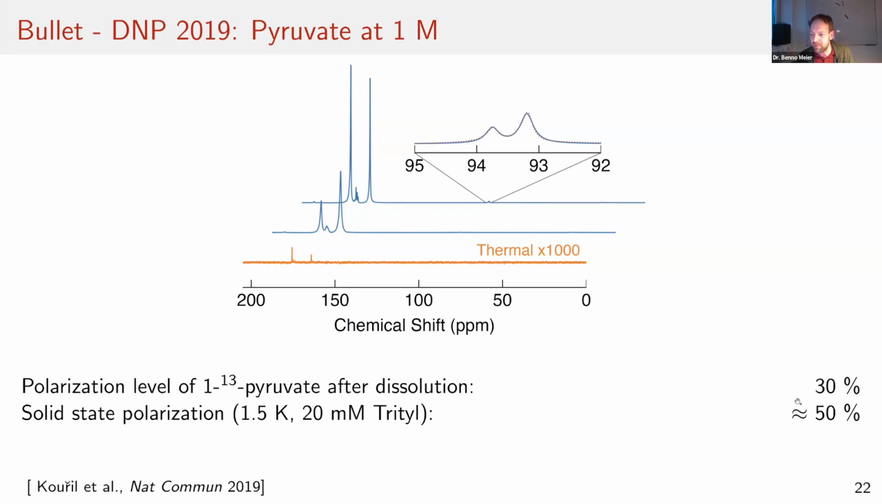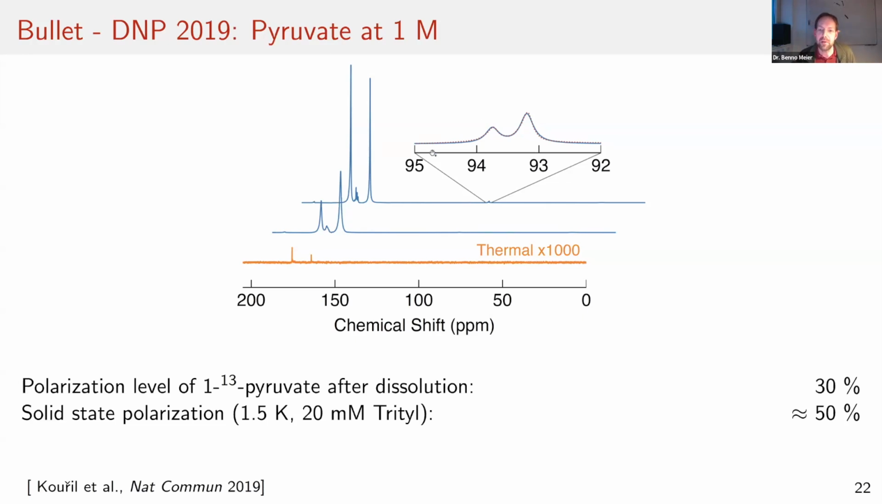So this works. We have nice polarization levels of 30% in the liquid. But look, we are starting with neat pyruvic acid. I mean, that's a very well-established test system, but neat pyruvic acid has a concentration of 14 molar. And then in our experiment, we dilute this tenfold, so we are at 1 molar. So you absolutely don't need hyperpolarization to record these spectra, obviously.